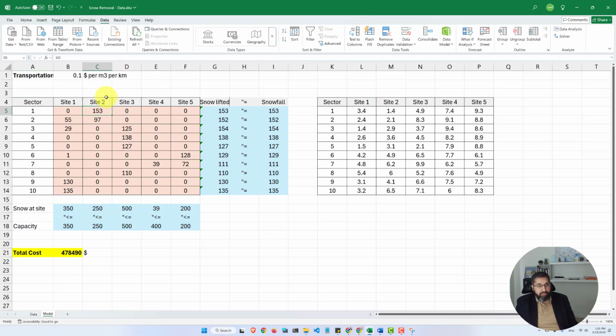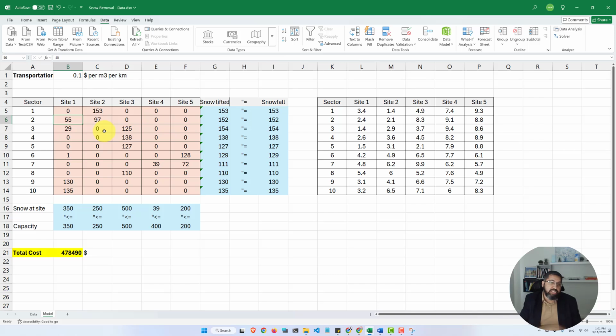We're going to ship everything to site 2. So all snowfall is shipped to site 2. Sector 2, we're going to split up, some to site 1, some to site 2. Why? Because site 2 is now full and you can't send any more. Even though site 2 is closer than site 1 for sector 2, site 2 gets full at 250 and you need to send the rest to site 1, right? So capacity comes in.